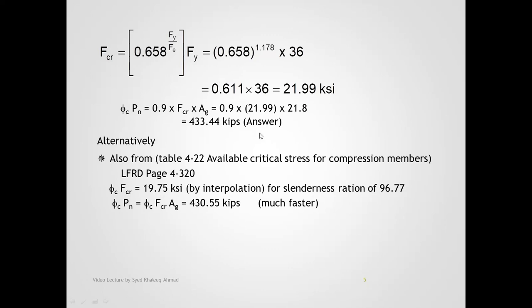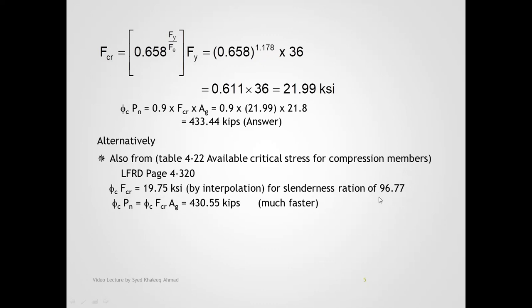Now the whole procedure can be done with the help of the steel section table. AISC has developed these tables, and this table is available in 4-22, and the name of that table is critical stress for compression members. In that case, the values for Fcr for different slenderness ratios are available. So based on that, we will find the corresponding value of critical stress for this given slenderness ratio. In our case, it is 96.77 slenderness ratio.